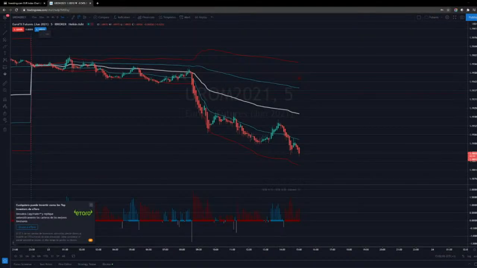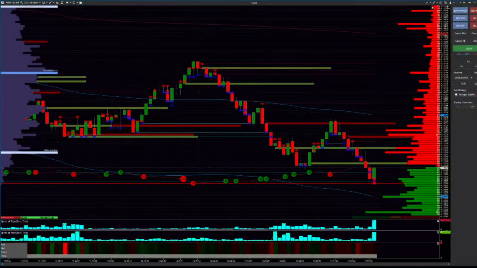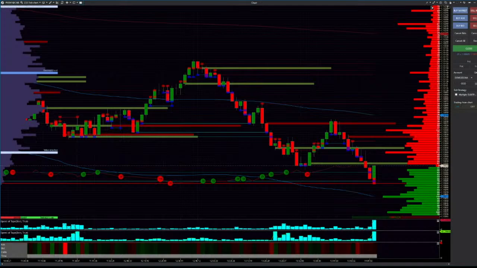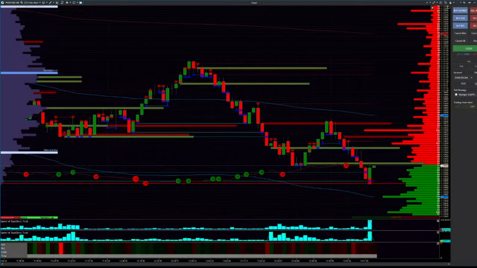So our bias definitely is going to be on the selling side, and that's what we are going to do. We're going to be selling today. So let's go to the actual chart where we're going to trade. Let me bring it up. Okay, here we are. I have the chart here where we are going to be trading the euro.